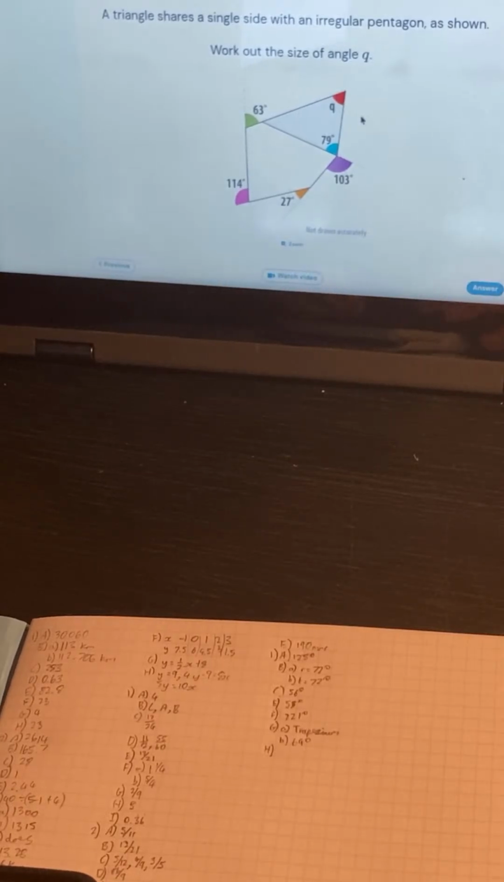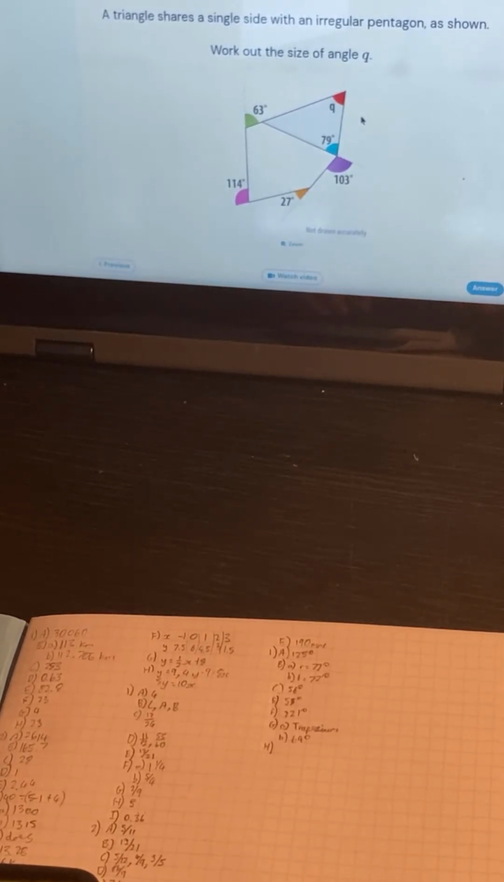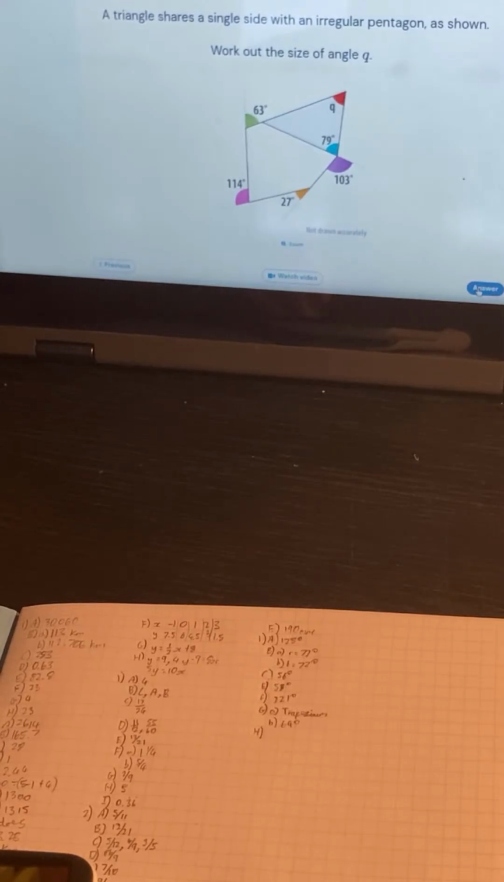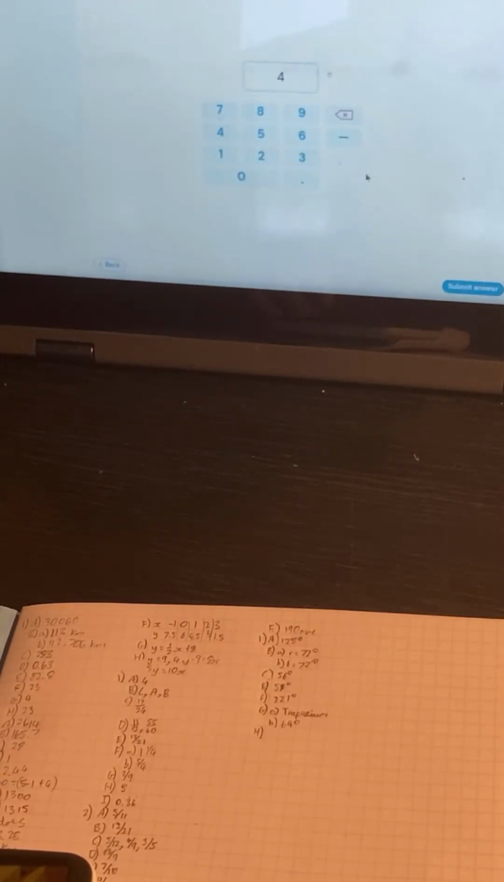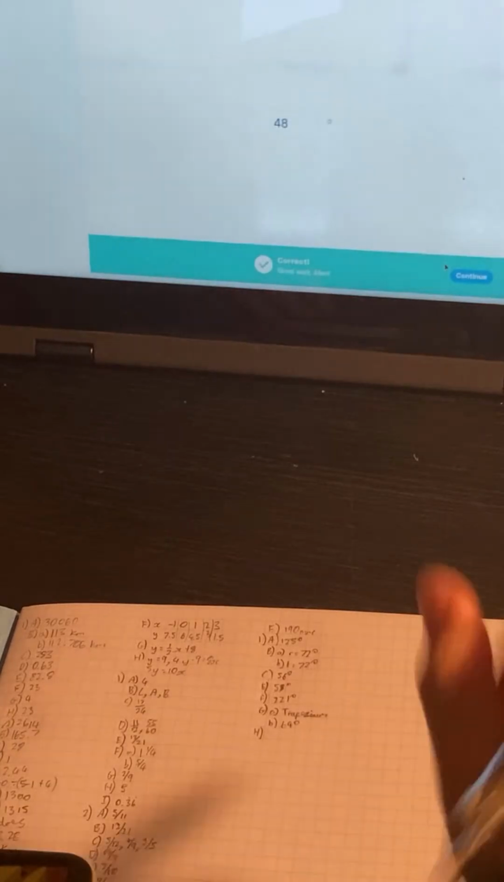Oh no, it is just 53. So 180 subtract 53, subtract 79. Right. H is 48 degrees.